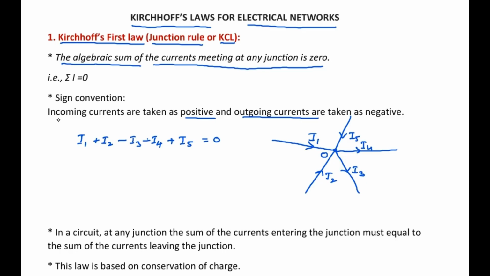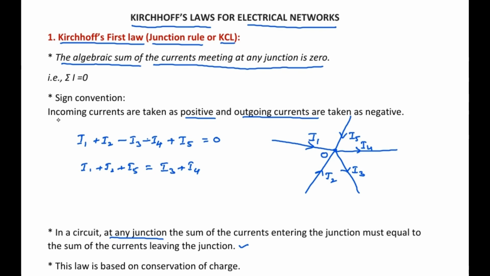And we can reframe this equation as I1 plus I2 plus I5 is equal to I3 plus I4. I1, I2, I5 are entering the junction. I3 and I4 are leaving the junction. Based on this, we can give one more statement of Kirchhoff's first rule. In a circuit at any junction, the sum of the currents entering the junction must equal the sum of the currents leaving the junction.